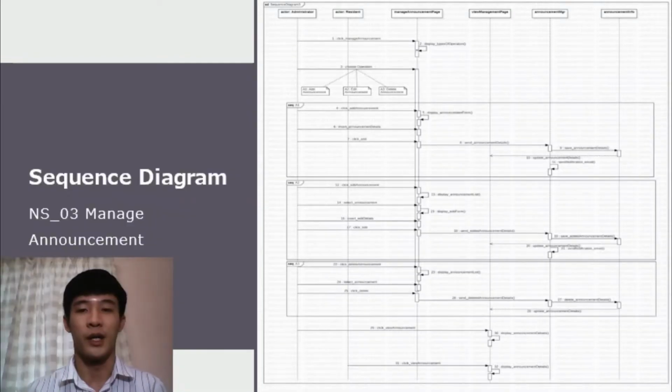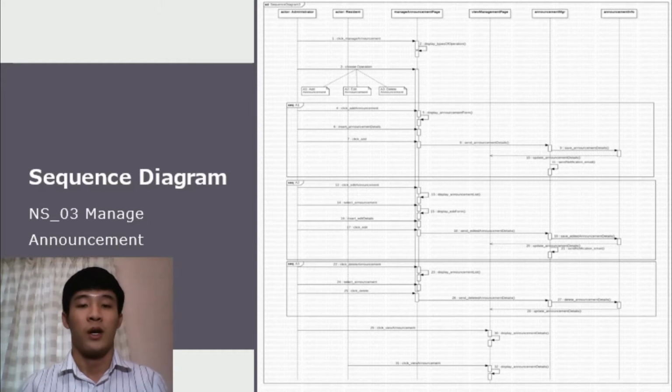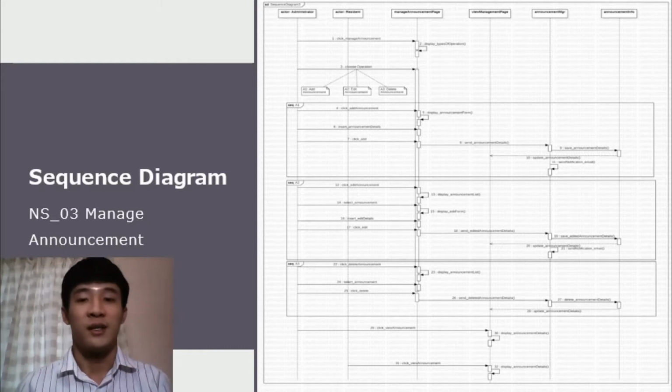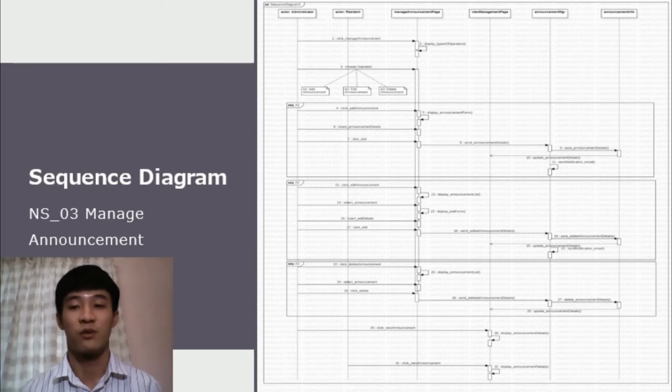In the sequence diagram of the manage announcement functions, we have 6 lifelines, 2 actors, namely administrator and resident, and 1 manage announcement page, 1 view management page, 1 announce manager, and 1 announce info, which stores the information. To initiate these functions, the administrator will click the manage announcement button, and then it will be directed to the manage announcement page.